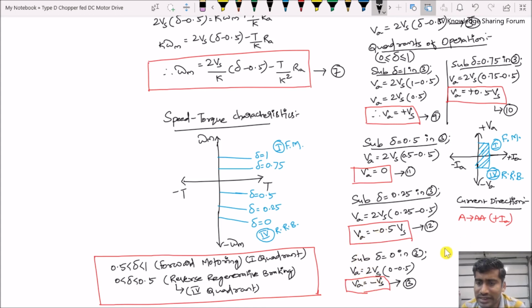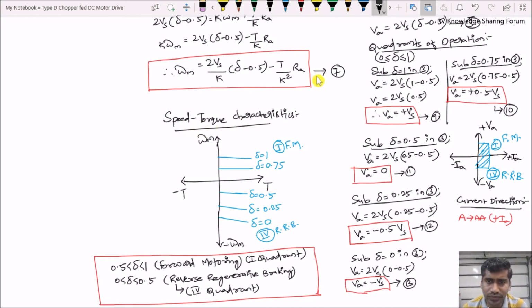Therefore, now here the voltage is negative and the current is positive. So it falls into the quadrant called 4. So here voltage is negative and current is positive in the fourth quadrant, called reverse regenerative braking. That means a type D chopper is offering the first quadrant, called forward motoring, and the fourth quadrant, called reverse regenerative braking.